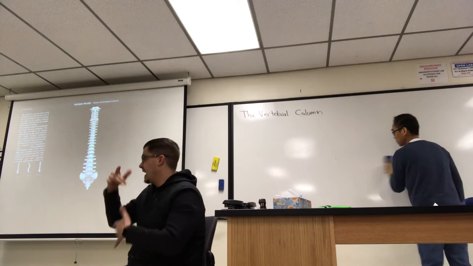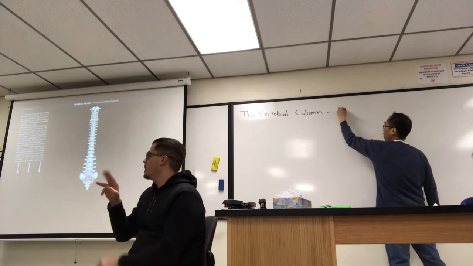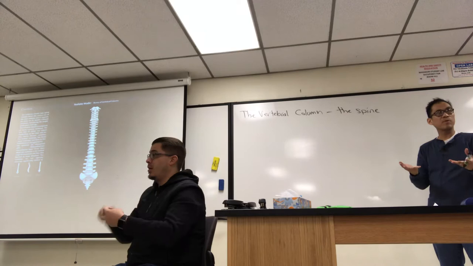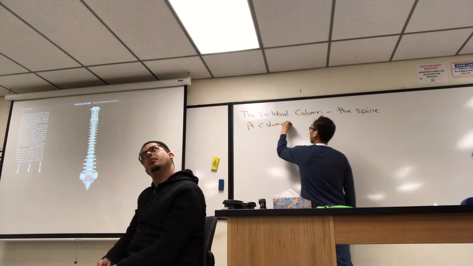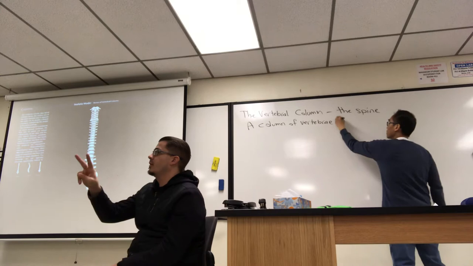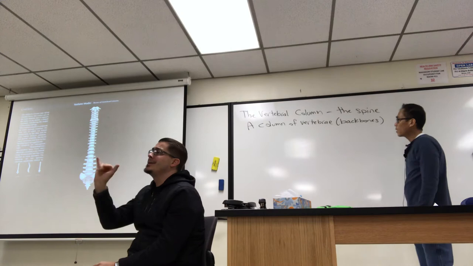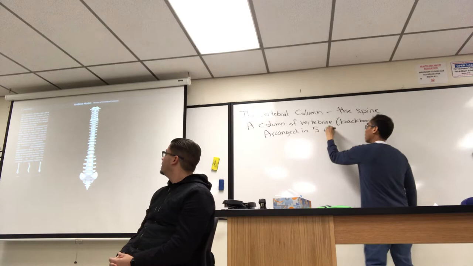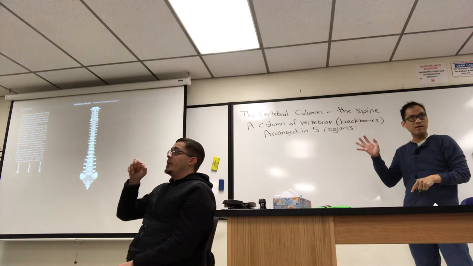People commonly refer to the vertebral column as the spine, and basically, think of it as the skeleton of the back. When you're looking at it, the vertebral column is literally a column of vertebra. Vertebra, people commonly refer to as your backbones. Well, this column of vertebra is arranged into five regions. Going from superior to inferior, the top seven are called the cervical vertebra.